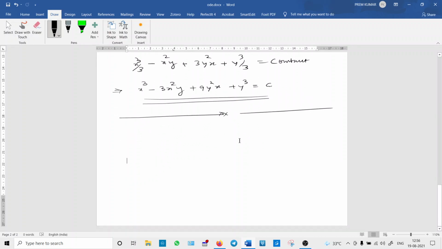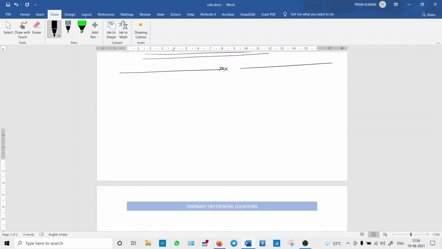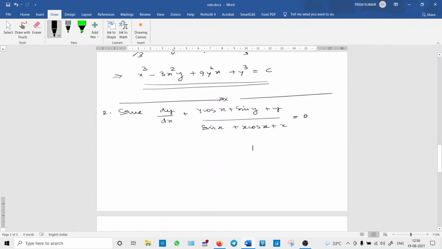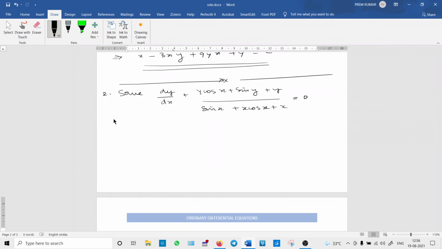Now we go to the next problem. Problem number 2. Solve dy by dx plus (y cos x plus sin y plus y) divided by (sin x plus x cos y plus x) equals 0. So this is a first order differential equation given. First you have to write it in differential form.